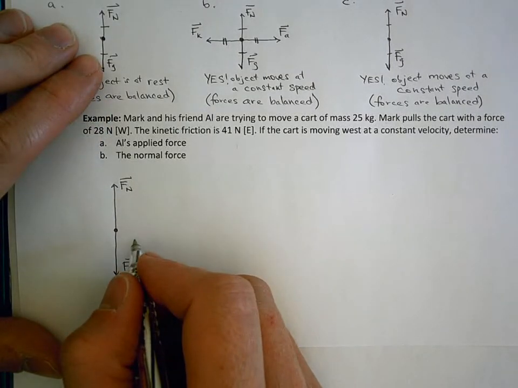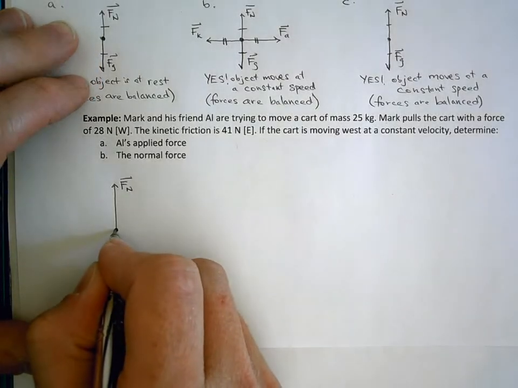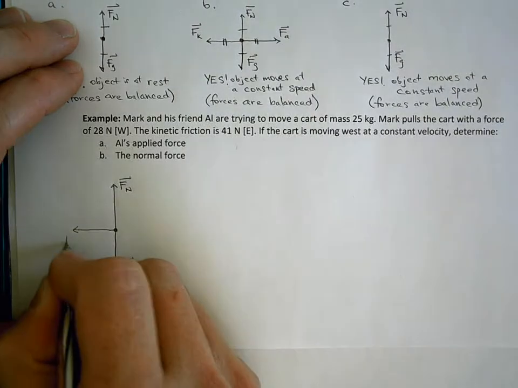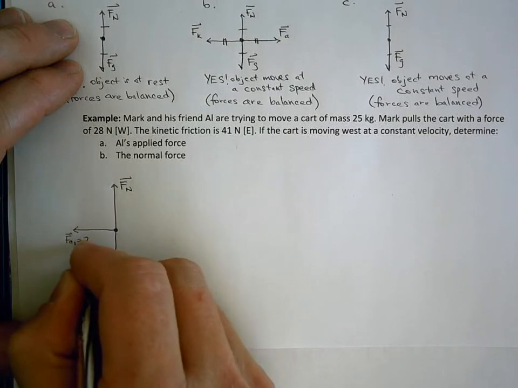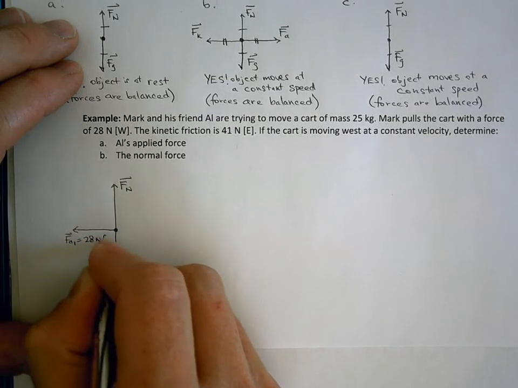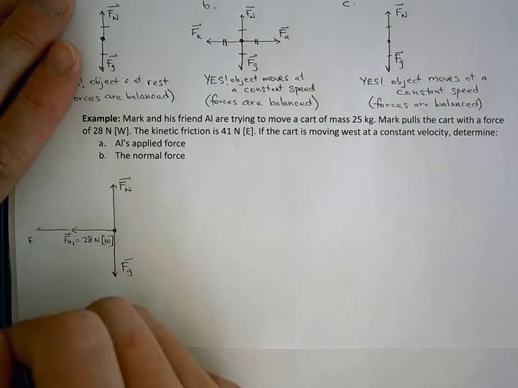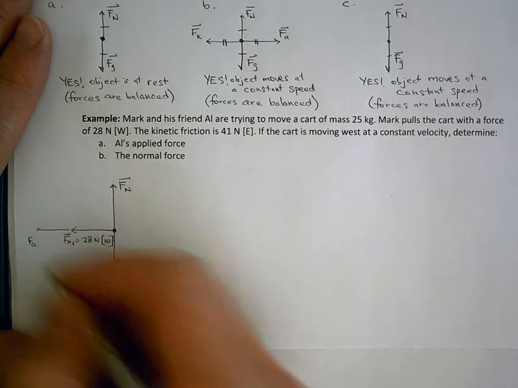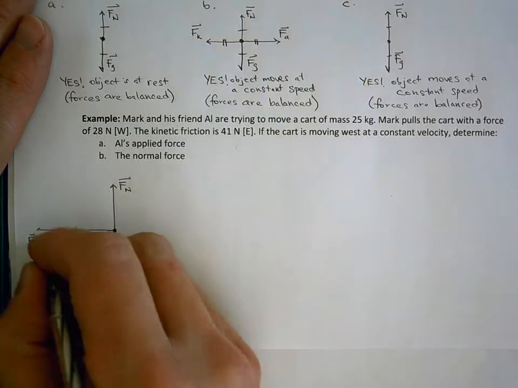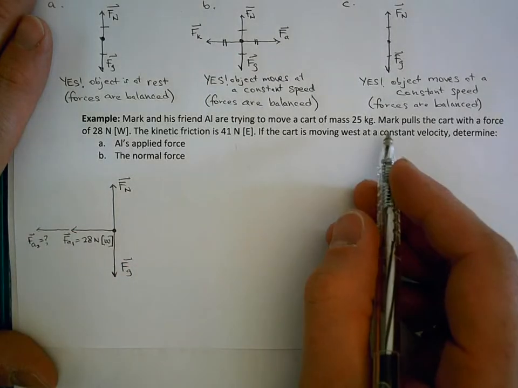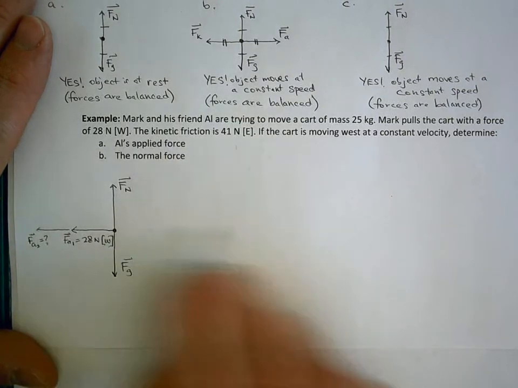Now, Mark is pulling the cart west, so he's pulling it this way. We're going to call that applied force. We'll call it applied force 1 because we know that Mark has a friend helping out. The friend is also pulling, or pushing, in the same direction. That's going to be FA2, but we don't know what that is. And we know that there's kinetic friction, at 41 newtons, and that's going the opposite direction.